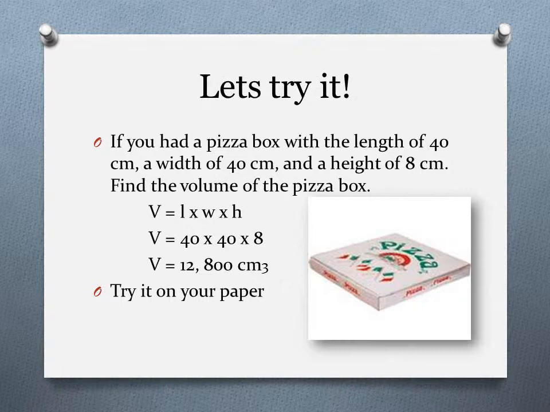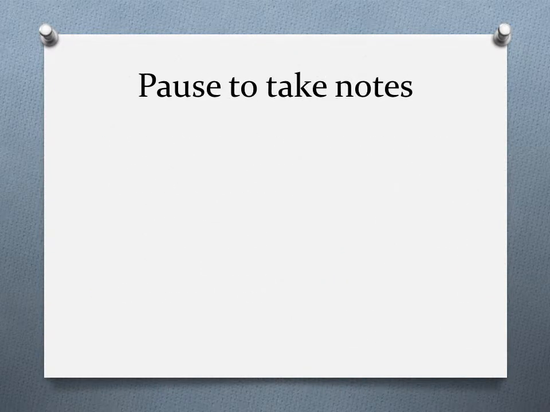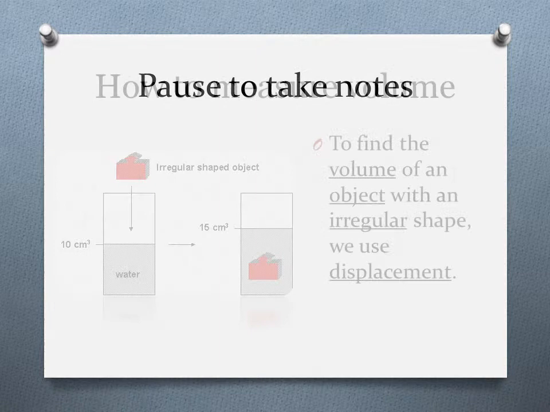Now try it on your paper. So I want you to write down the equation. Volume equals length times width times height. And then you're going to plug in the 40 centimeters length, the 40 centimeters width, and the 8 centimeters height. So try it on your paper, okay? Pause to take your notes and also write that equation down on your paper. Go back and look at the equation and it's all written out for you.